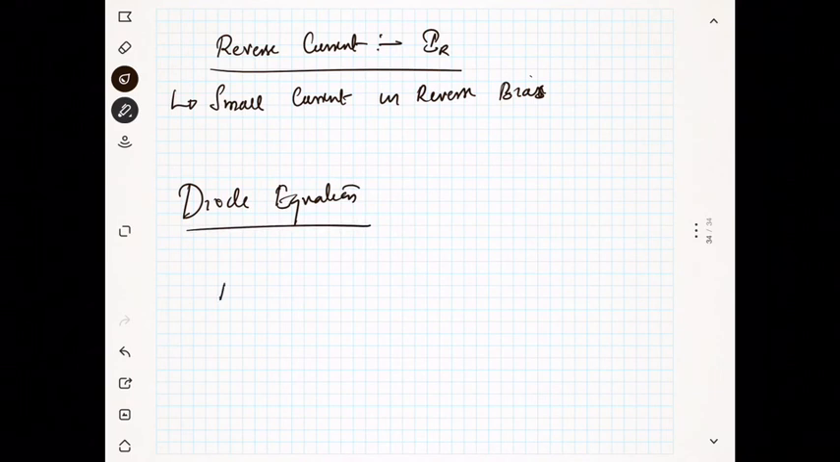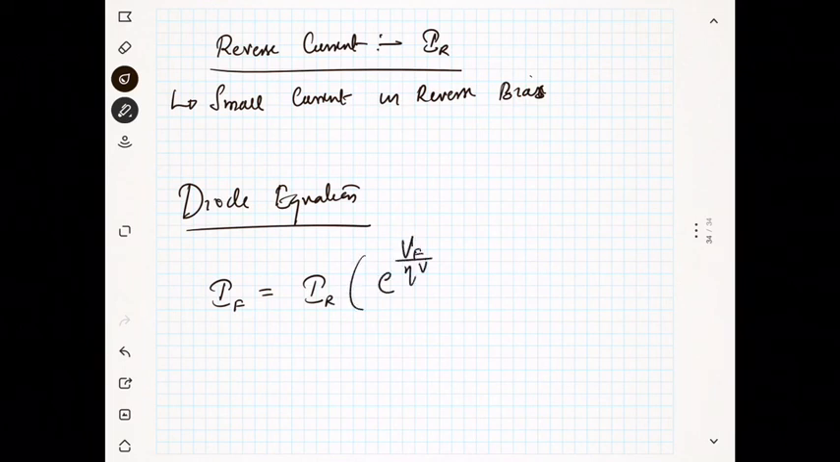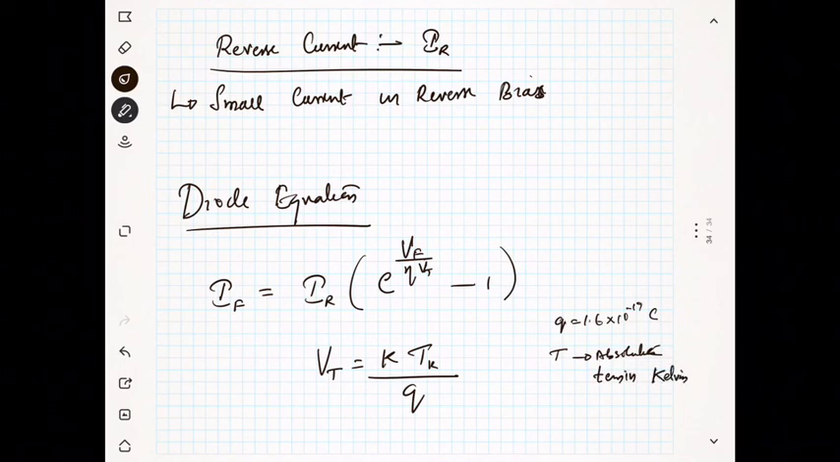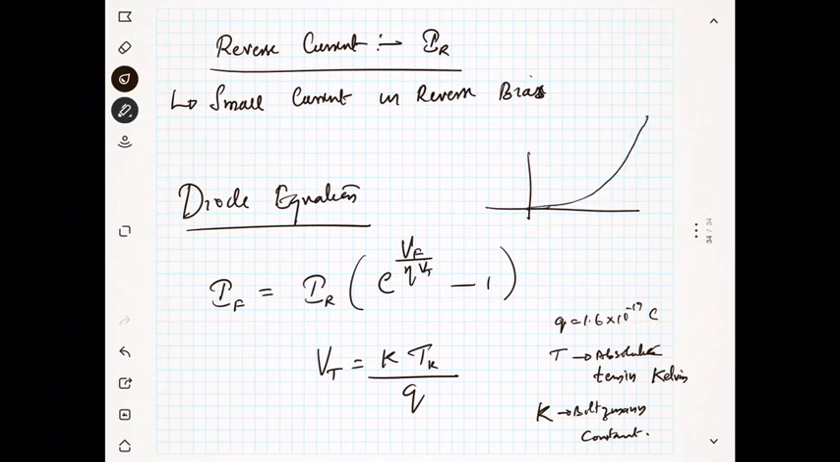Basically, for the diode equation, the forward current will follow this equation, which is I = IR into e power Vf by eta Vt, minus 1. Okay, this is usual. And Vt is given by K, the Boltzmann constant, into Tk divided by Q, where Q, you know, is 1.6 into 10 power minus 19 coulombs, and Tk is the absolute temperature in Kelvins. Okay, this is the diode equation. You can find the diode current. So the actual diode current will be like this. It will have an exponential behavior like this.